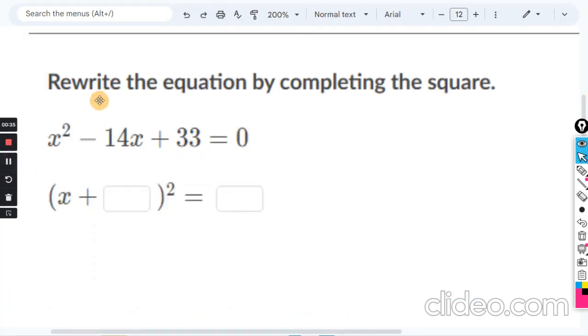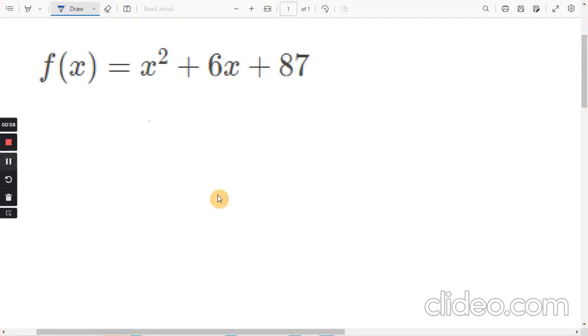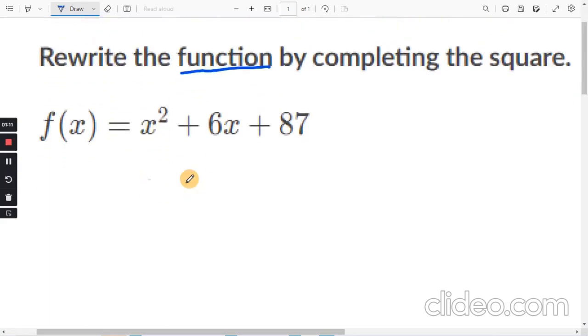And the second one is where you actually have an equation. So you have something with an equal sign and you have to deal with both sides. The ones that are considered a function, like I said, are not set equal to anything, and you're going to have to add and subtract the same number through the process. So I'm going to show you how to do that. This is what we're starting with, and we want to set up a trinomial that we can factor into a perfect square. And like we said at the beginning, you're going to add and subtract the same number.